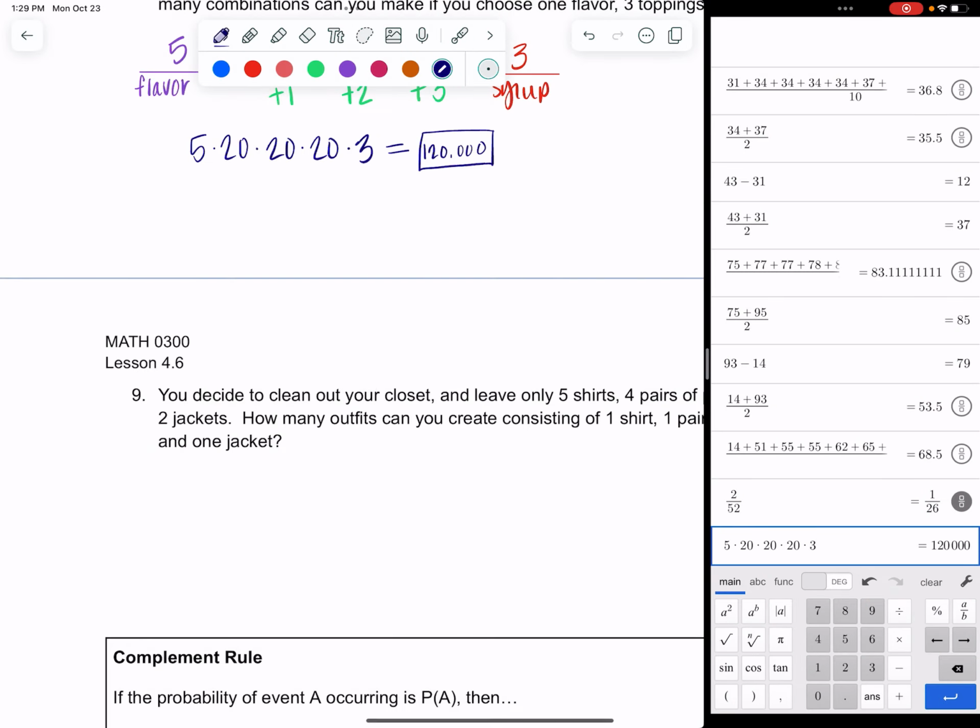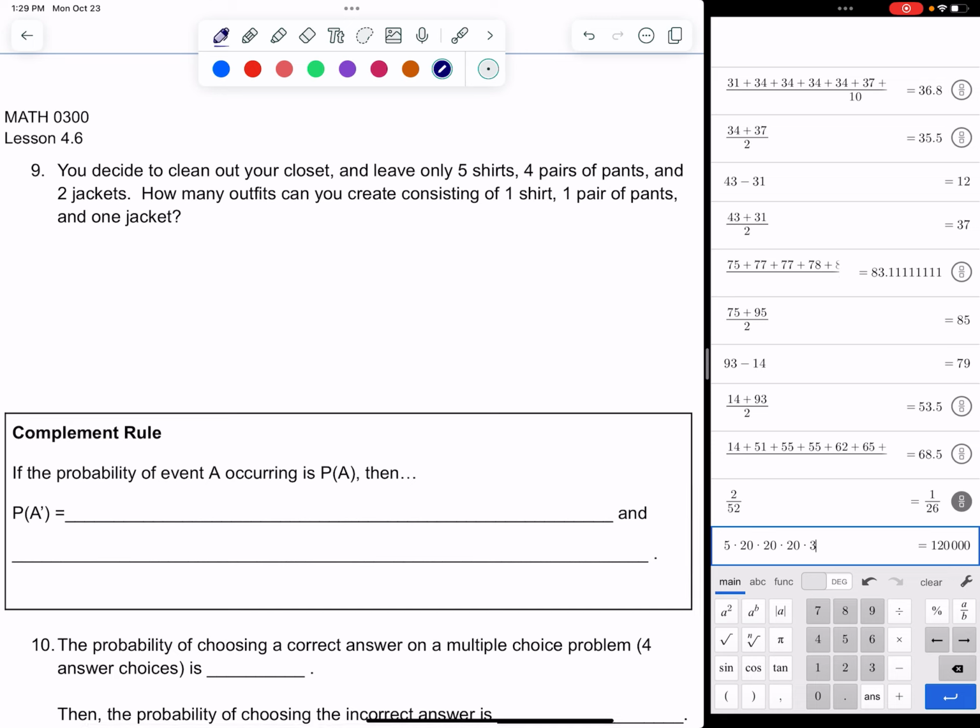So now let's look at 9. For 9, you are cleaning out your closet. This is something I desperately need to do. You leave only 5 shirts, 4 pairs of pants, and 2 jackets. How many outfits can you create consisting of one shirt, one pair of pants, and one jacket? So I'm going to start it off kind of like we did the last one. We want to choose a shirt. I get to choose pants. And then I'm going to choose a jacket.